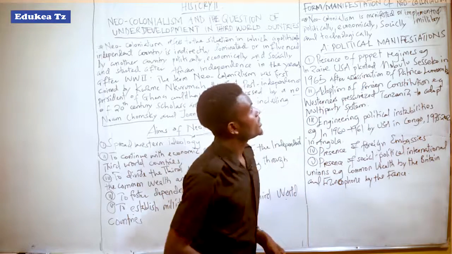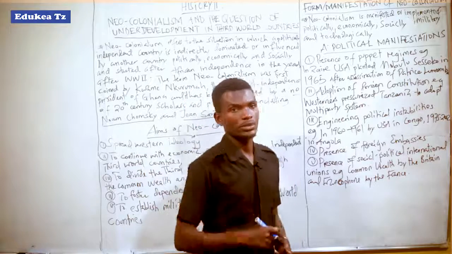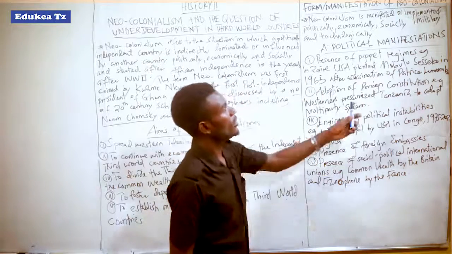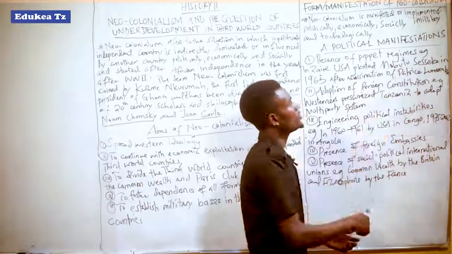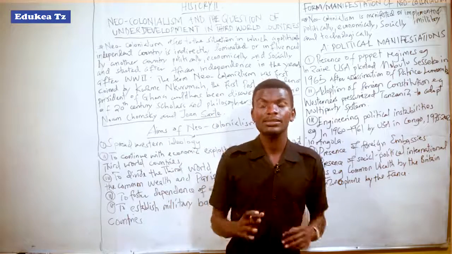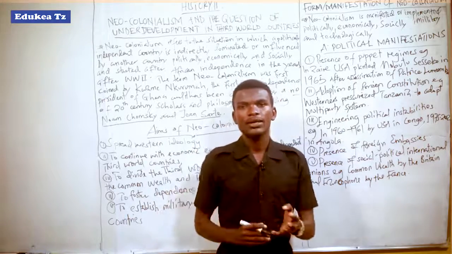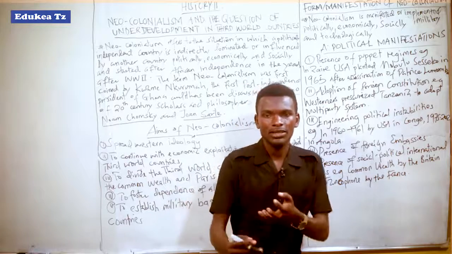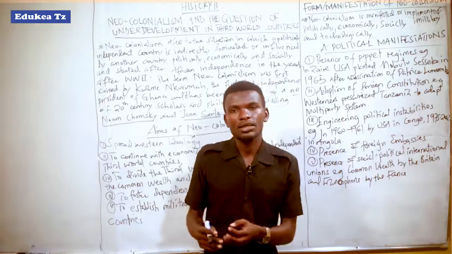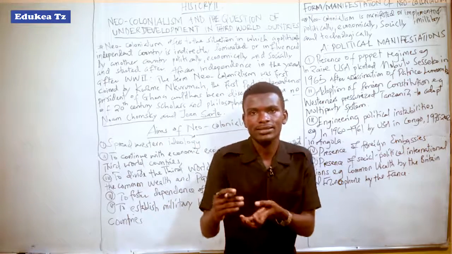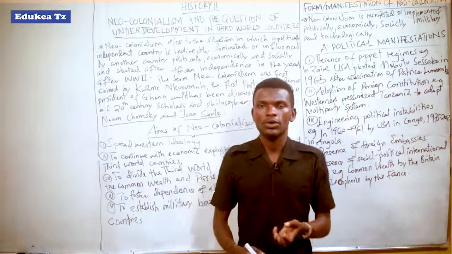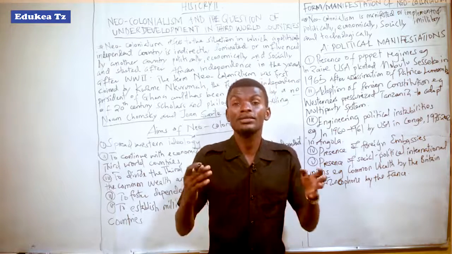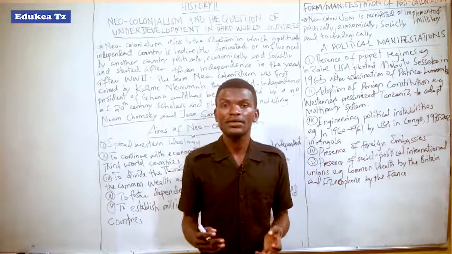The first aspect is political manifestations or political forms. How will you identify that there is neocolonialism? The first point under political manifestation is the presence of puppet regimes. It means that those imperialist powers ensure that they plant puppet leaders in third world countries, which will enable them to accumulate what they need. After taking power in the government, those leaders will ensure the imperialist powers' needs are implemented. Until now, there are some leaders who are just fulfilling the imperialist powers' needs.